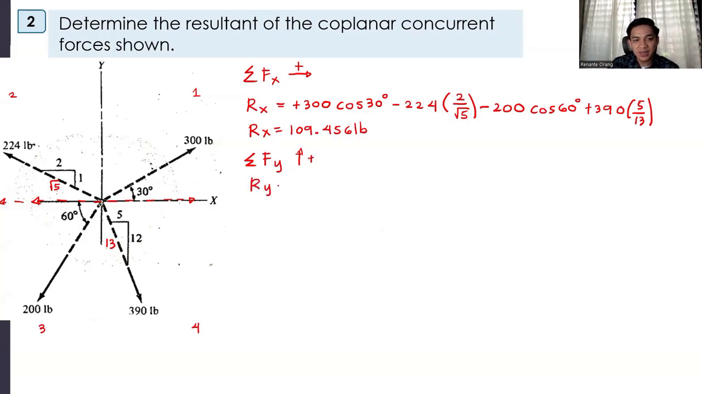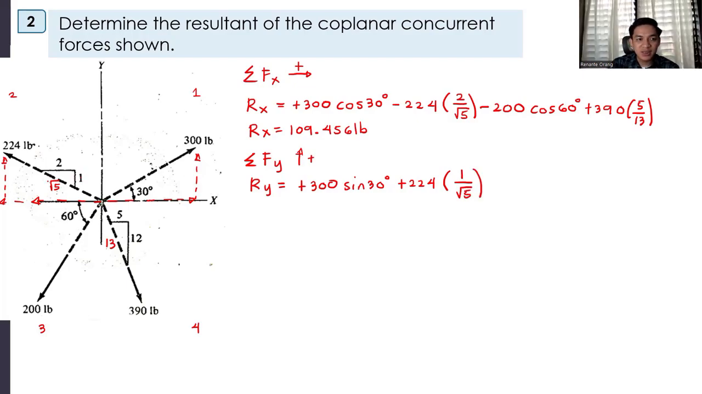Let us proceed with our summation of forces in our y-axis where all upward forces is positive para masolve natin si Ry. That is equivalent to, unahin natin to na force that is going upward. So this is positive 300. Analyze natin, our y component is opposite to our angle, so we will be using sine of 30 degrees. Next is this force which is going upward, so that is positive 224 multiplied by our common triangle, yung 1 yung nakatayo, so 1 divided by square root of 5. So yung nakatayo na side yung ating i-multiply divided by our hypotenuse.